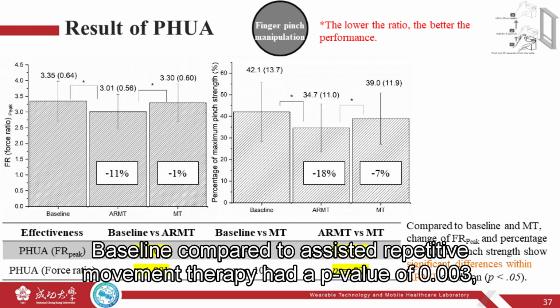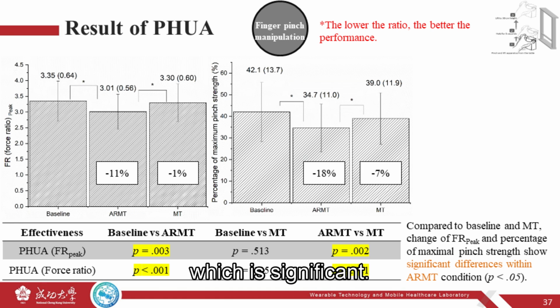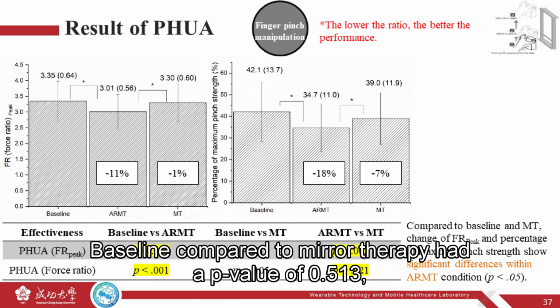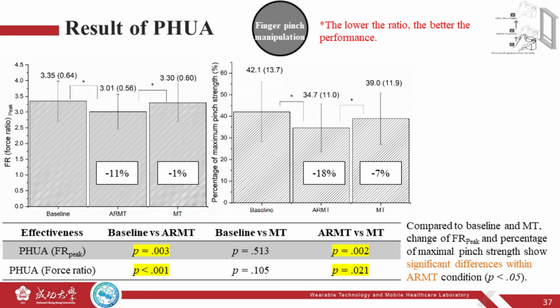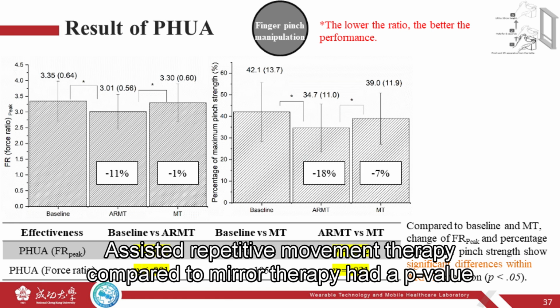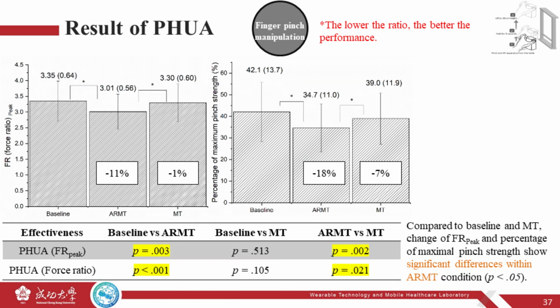Baseline compared to assisted repetitive movement therapy had a p-value of 0.003, which is significant. Baseline compared to mirror therapy had a p-value of 0.513, which is not significant. Assisted repetitive movement therapy compared to mirror therapy had a p-value of 0.002, which is significant.